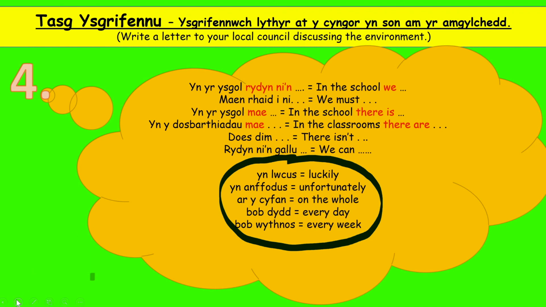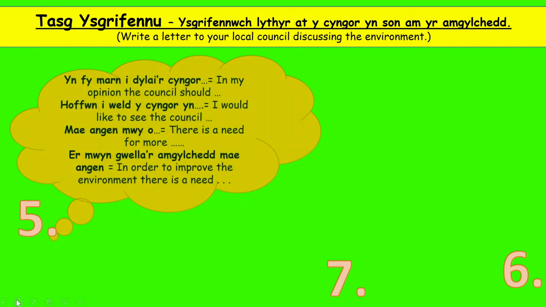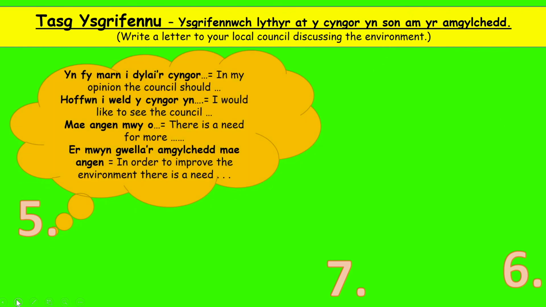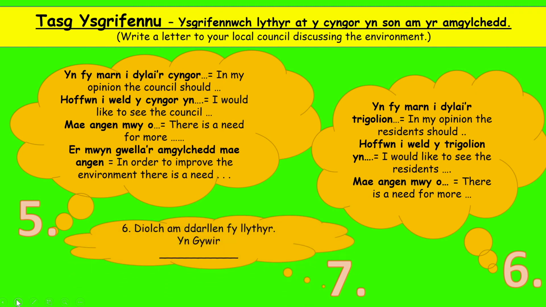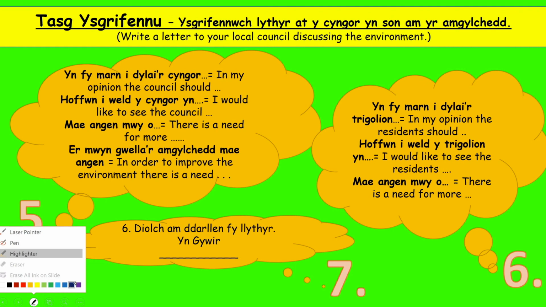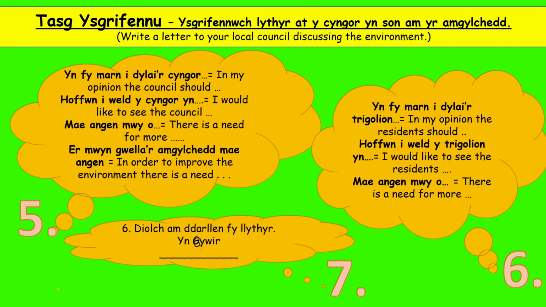Moving on to the last slide, paragraph 5, how the council could change things in your environment. And paragraph 6, how the residents could play their part as well. And your ending, paragraph 7, isn't even a paragraph. It is simply a sentence saying, thank you for reading my letter. Diolch am ddarllen fy llythyr. I apologise, I do see that should be a small letter G there, so I'll make those changes for you. Yn gywir, yours sincerely.